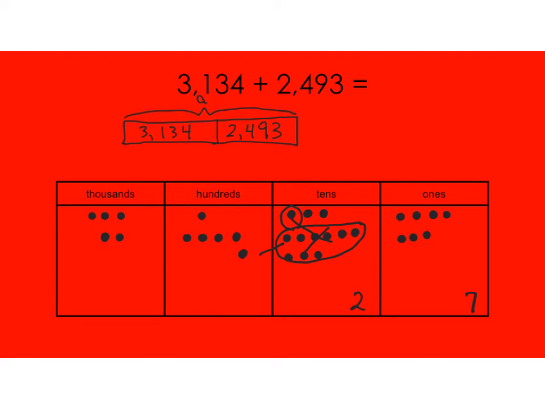Let's look at our hundreds. We have 1, 2, 3, 4, 5, 6 hundreds. That's not too many. And then here we have 3, 4, 5. We have 5 thousands. So our answer is, if we put all of that together, 5,627.